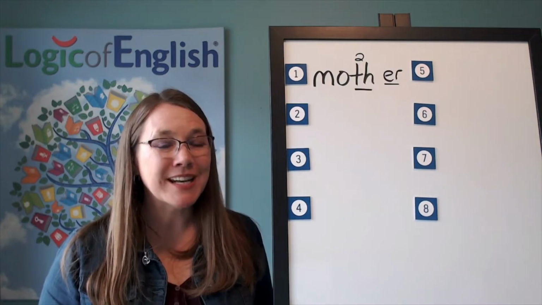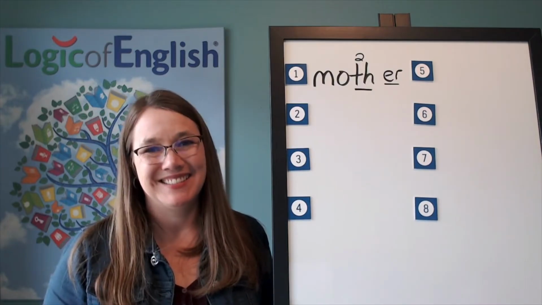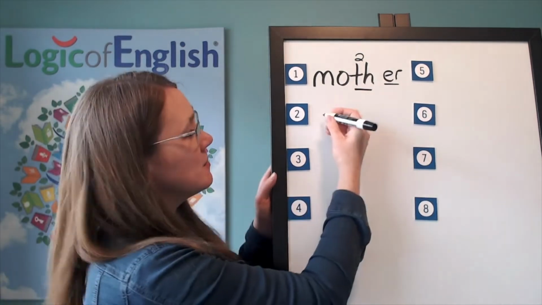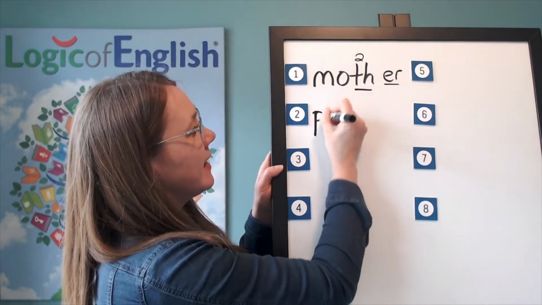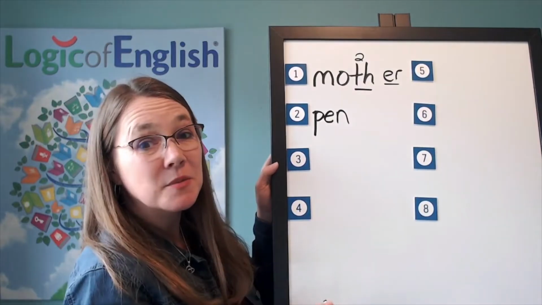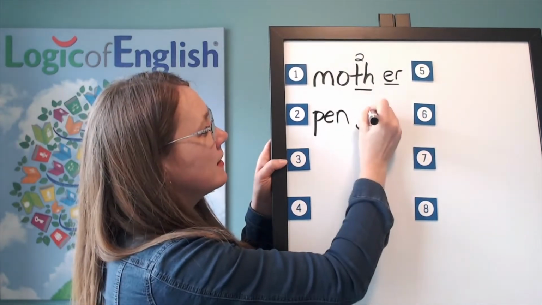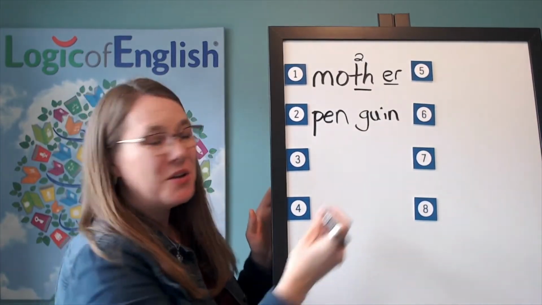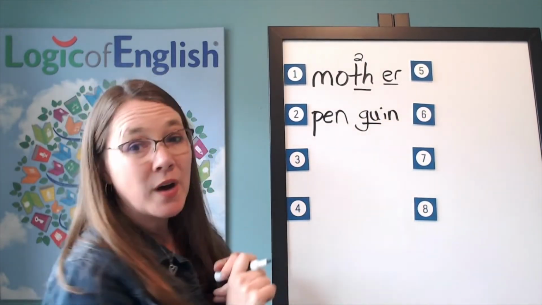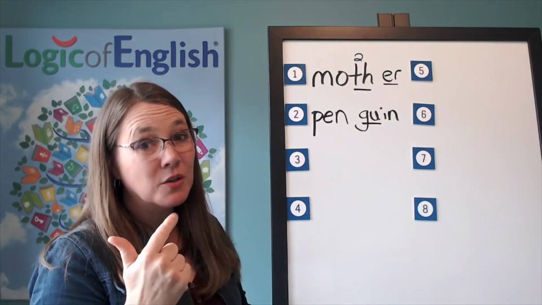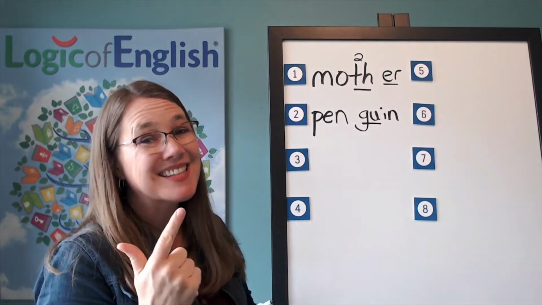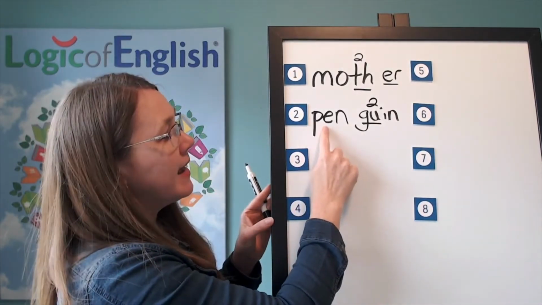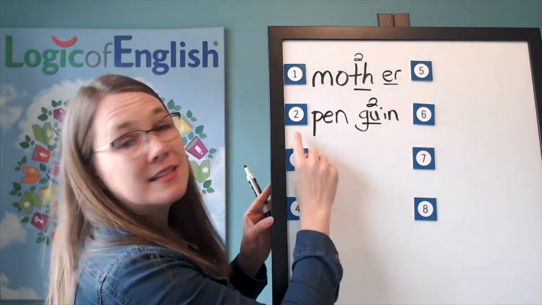Good job sounding it out as you're writing it. Now help me to write it. The first syllable is pen. P-e-n. The second syllable is gwin. G-w-i-n. How will we mark this? You're right, we'll underline the gwa. And what sound of gwa is this? It's the second, so we'll put a 2 over it. Let's sound it out. P-e-n, gw-i-n.